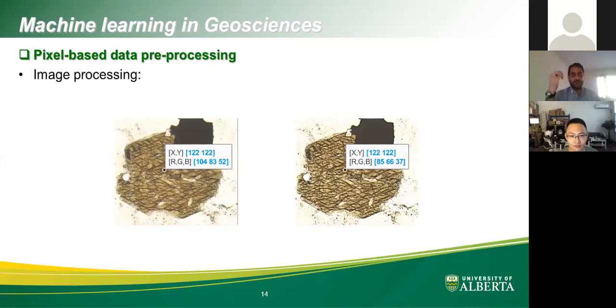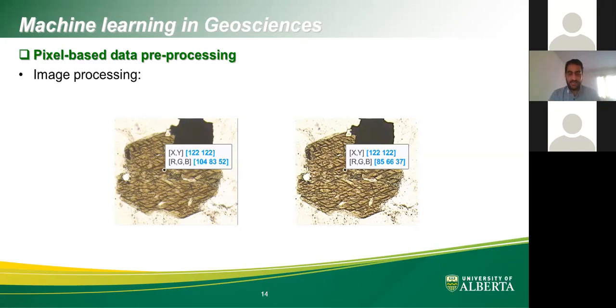Pixel-based data pre-processing. Okay, so image processing means something that can improve the visualization of the image. You can see here in the left side, the left image is the original image, and the right image is the processed image. You can see that the borders and the edges in the image are sharper than in the left image, but as you can see, the values of pixels are changed during the image processing. The original values for RGB are 104, 83, and 52 respectively, but these values are changed after the processing, and you have to keep in mind that if you want to extract these pixel values for further steps, you have to extract the values that correspond to the original image, and it's very important.